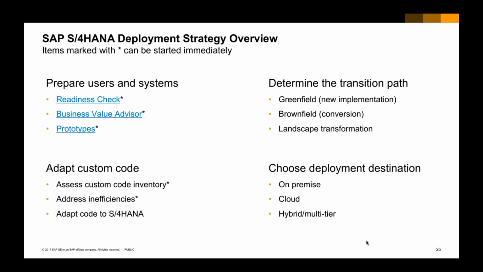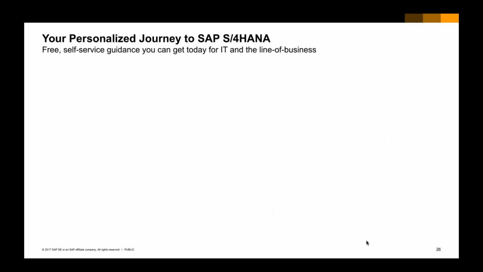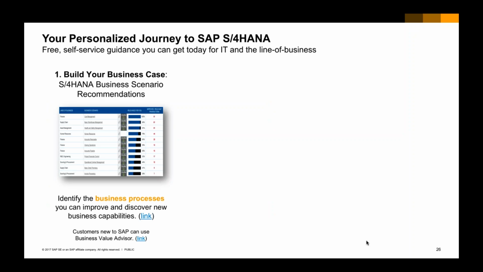But for the sake of time, I want to focus on that first box, which is the planning tools. On the PDF, you'll have the links to these, but there are 3 tools that you can actually get now. They're free, they're available today, and they can help you figure out what S/4HANA means to you. The first one I want to mention is the Business Value Advisor and the Business Scenario Recommendations.